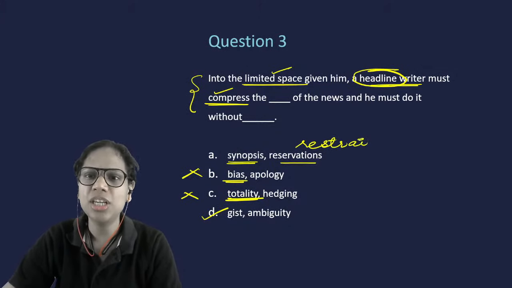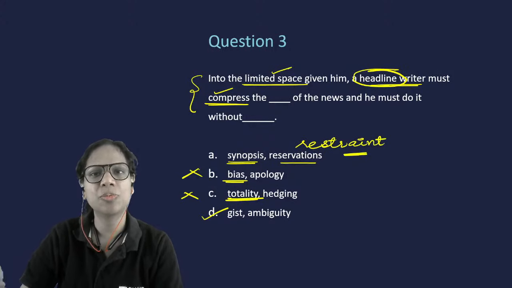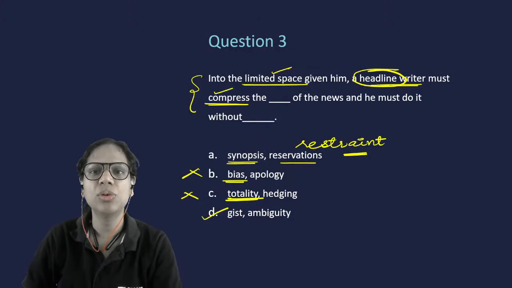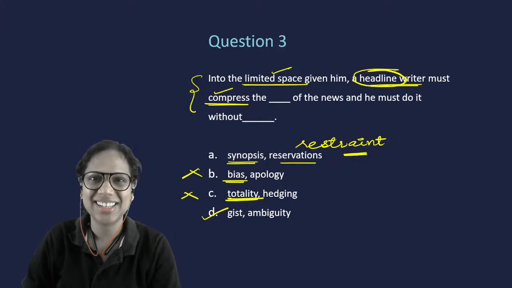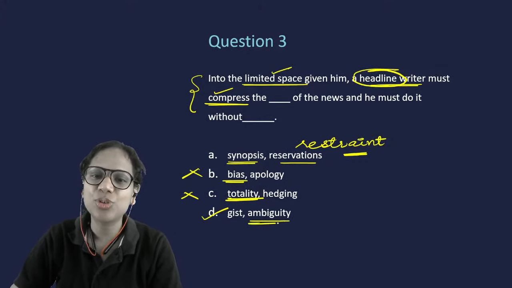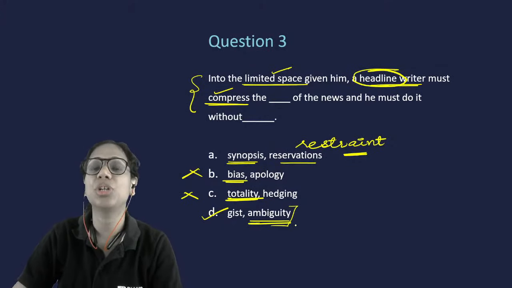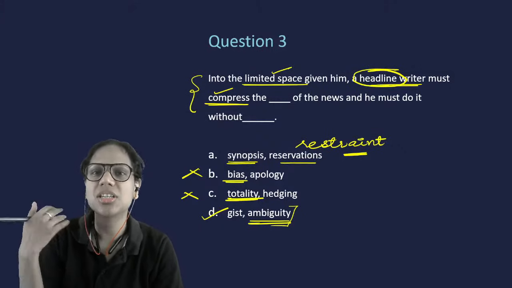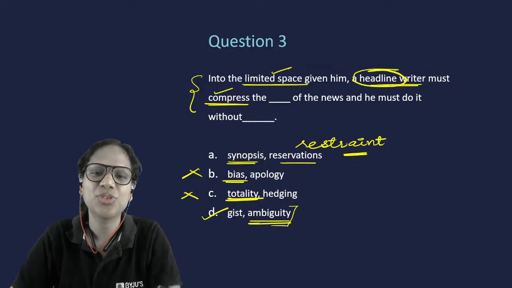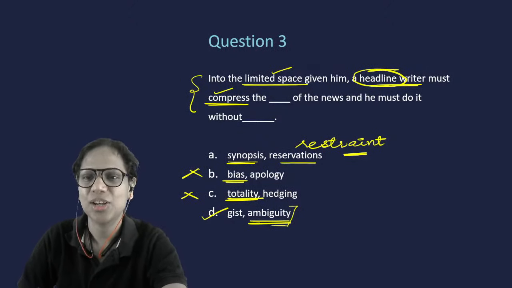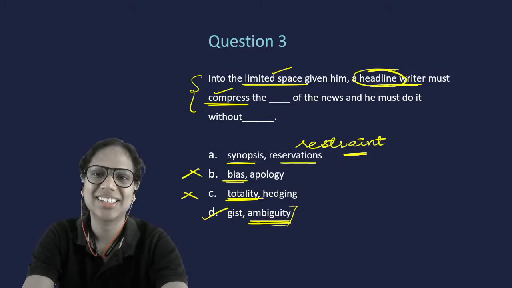No. Every person who's writing in the newspaper has to exercise some restraint. We can't express our personal opinions there, right? But we have to do it. They have to do it without ambiguity. The person who's reading it should clearly understand what this article is going to be about. So that's why D. Good. All of you got this correct.